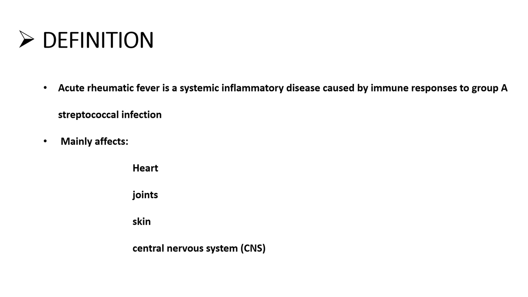First, I would like to define acute rheumatic fever. It is a systemic inflammatory disease caused by an immune response to group A streptococcal infection. It mainly affects the heart, joints, skin, and central nervous system.